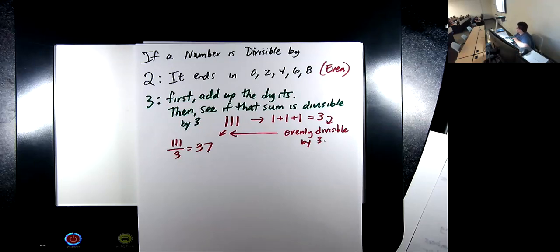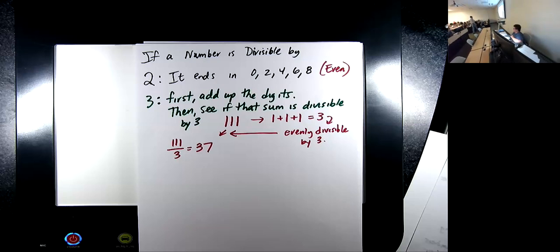Does that make sense? Why does it work? Don't ask me why it works. I can't tell you. It's magic. It's math magic.